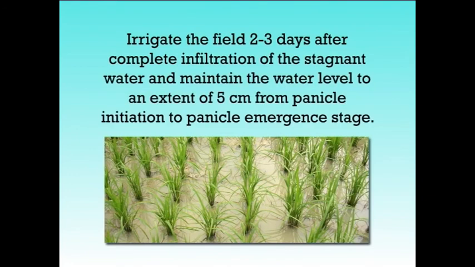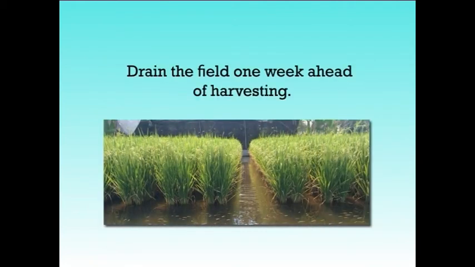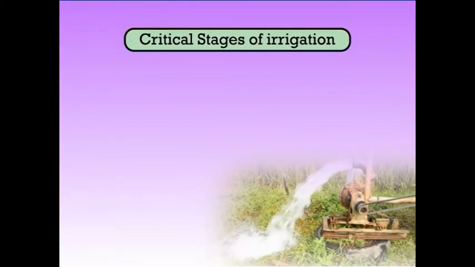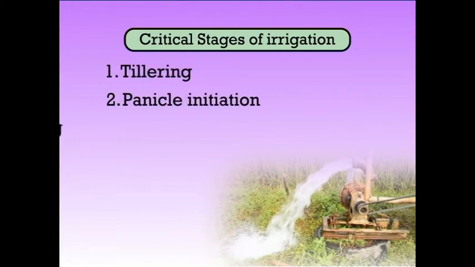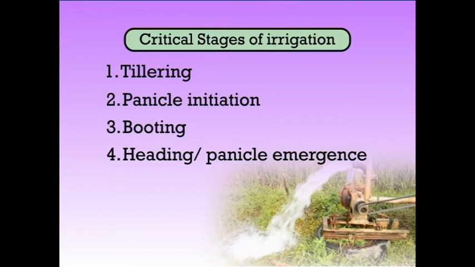Irrigate the field 2 to 3 days after complete infiltration of the stagnant water and maintain the water level to an extent of 5 cm from panicle initiation stage to panicle emergence stage. Drain the field 1 week ahead of harvesting. Critical stages of irrigation are: first is tillering, next panicle initiation stage, third one is budding, and the fourth one is heading or panicle emergence, and the last one is flowering.